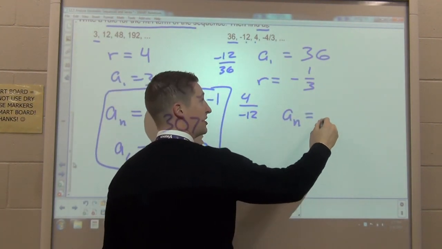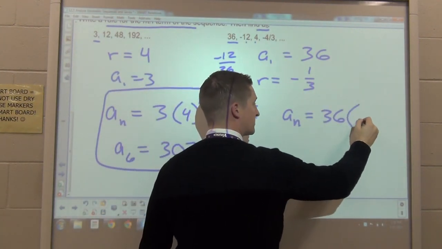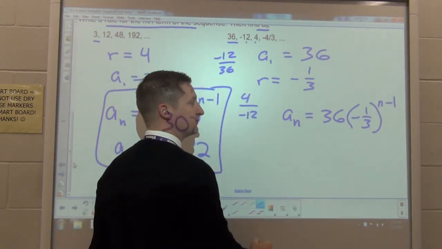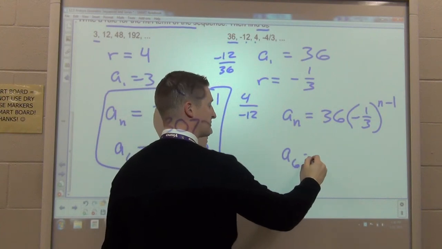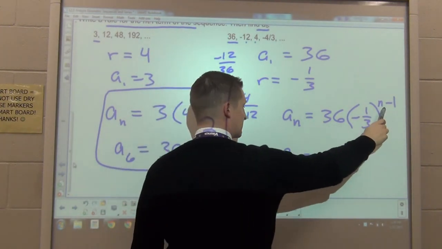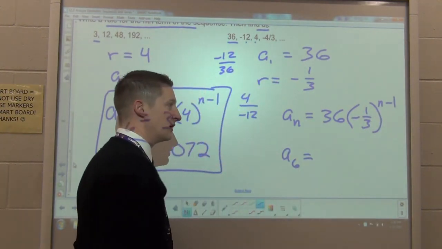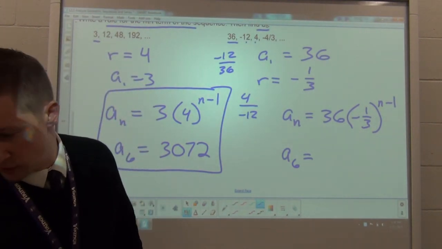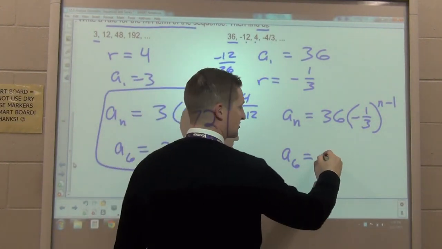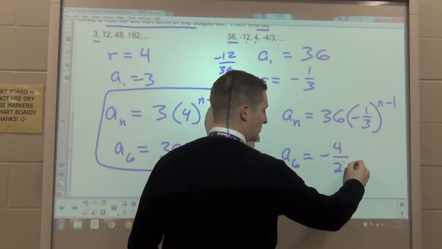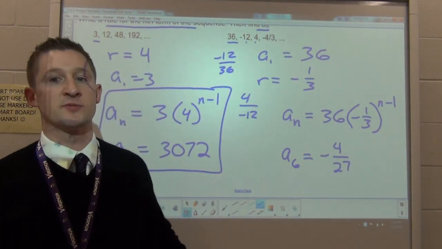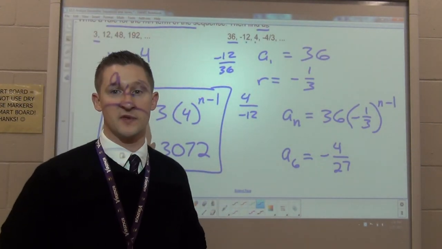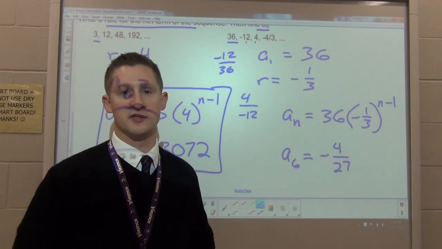The nth term is going to be equal to the first term times the common ratio raised to the n minus 1 power. And if I want the 6th term in this particular sequence, I plug in 6 here. 6 minus 1 is 5. Negative 1/3 to the 5th power is going to be negative 1/243 times 36. It's all going to simplify now to negative 4/27. And again, I know that's fast, but I know you can type that into your calculator and evaluate that just fine. And that's the end of part 1 of lesson 12.3.